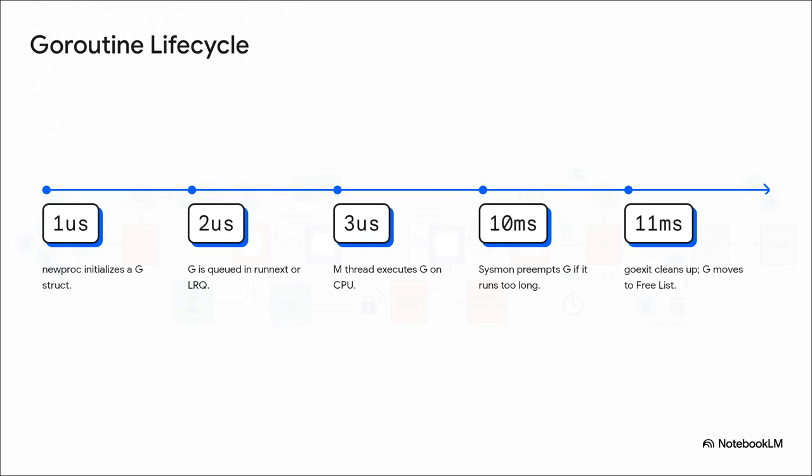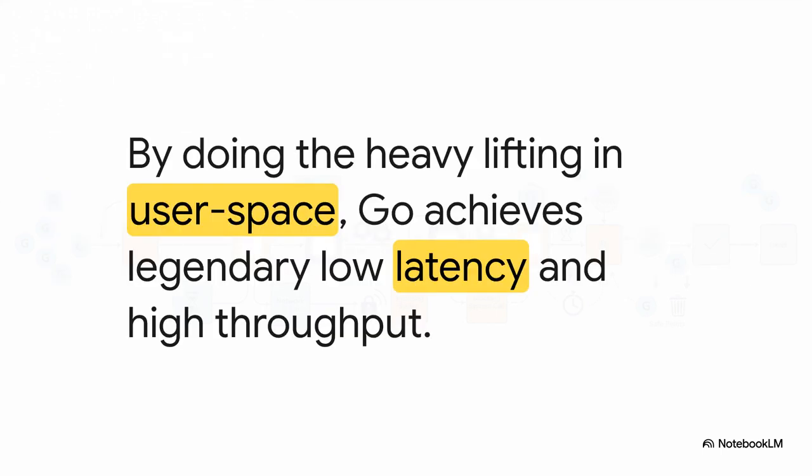Finally, when the function actually completes, it calls goexit. The Go routine enters the dead state, but here's the kicker. It isn't destroyed. It's placed into a free list so its memory can be instantly recycled for the very next go func call.